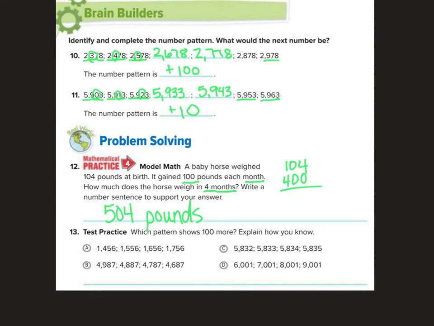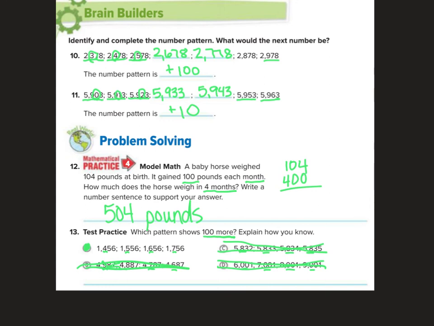Number 13, which pattern shows 100 more? Explain how you know. Okay, so I'm going to look at the hundreds place. 400, 500, 600, 700. Make sure everything else is the same. 1,056, 1,056, 1,056. Well, really, it's going to be the first one. Let's just double check. Well, this one's going down 100, so we know it's not that one. Not showing 100 more. 8, 8, 8, 8, not that one. 0, 0, 0, 0, not that one. So, yeah, it's the first one we looked at.